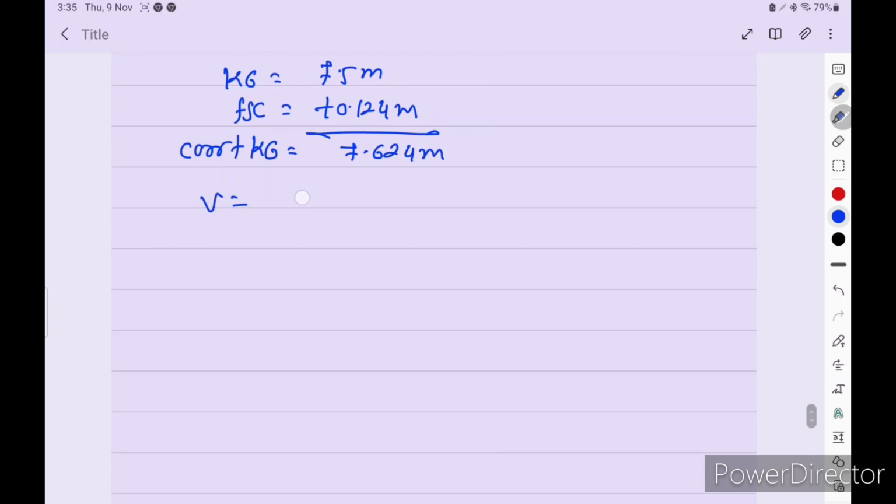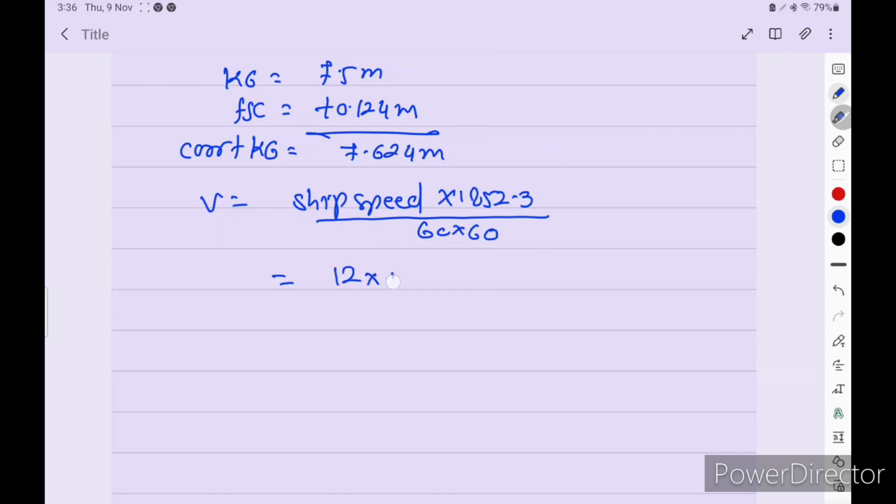Now V is equal to ship speed into 1852.3 divided by 60 into 60. So 12 into 1852.3 divided by 60 into 60 is equal to 6.174 meter per second.